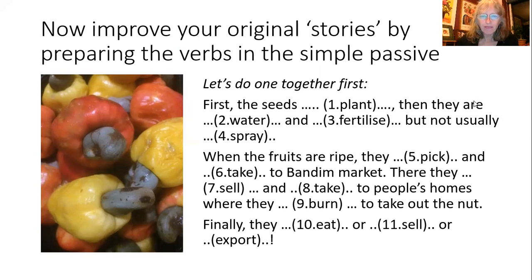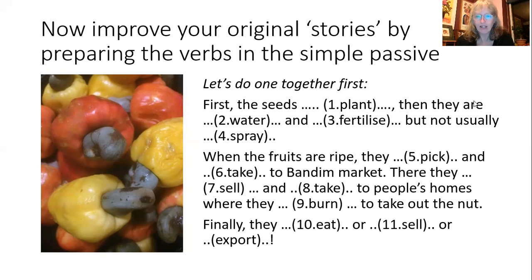Okay, number 5, they are picked and taken to Banjing Market. There, they are sold and taken to people's homes where they are burnt to take out the nut. Finally, they are eaten or sold or exported. Okay, so sell and eat also have irregular participles, but they are quite common verbs. Is that a better text now?